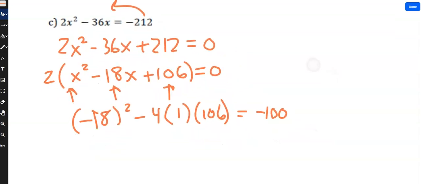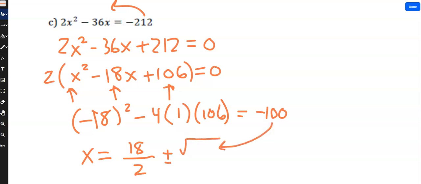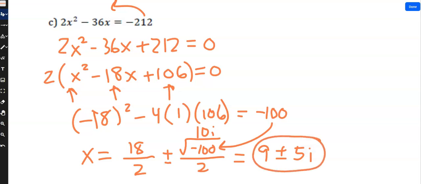Well, remember this part, that negative 100 is going to go under a radical. That sounds like we're going to get imaginary numbers this time. So we've got the opposite of b over 2 times a plus or minus the square root of, and then this slides under, negative 100 over 2, or 9 plus or minus, oh, wait a sec, what is the square root of negative 100? That's 10i, isn't it? I'm just going to write that right above it just so I know, because I want 10i divided by 2, or 5i, and that's the end of my question.